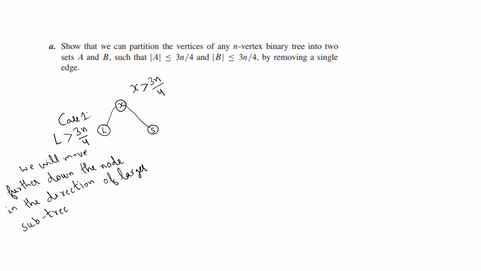So there can be two cases. One is where L is greater than 3n by 4. Here x is not necessarily the root node of the binary tree we started with. We are just traveling down the tree randomly, and this x is just one of the nodes in that tree. So when we move from x to L, there can be two cases. One is L greater than 3n by 4. In that case, we will move further down the node L in the direction of the larger subtree of L.